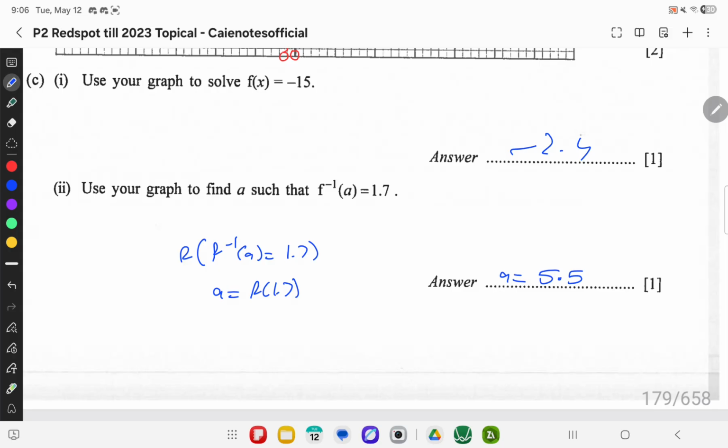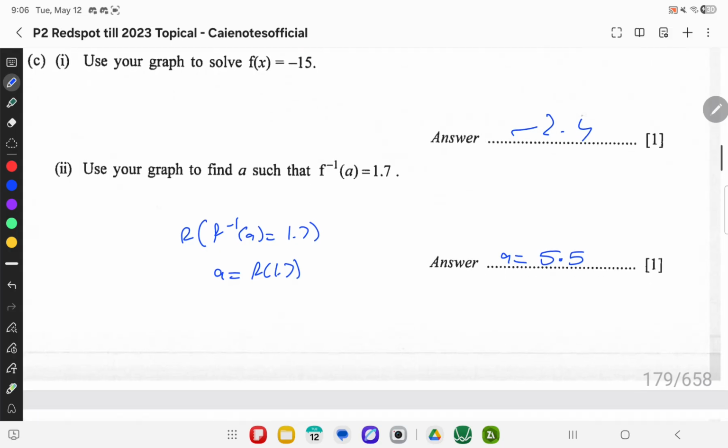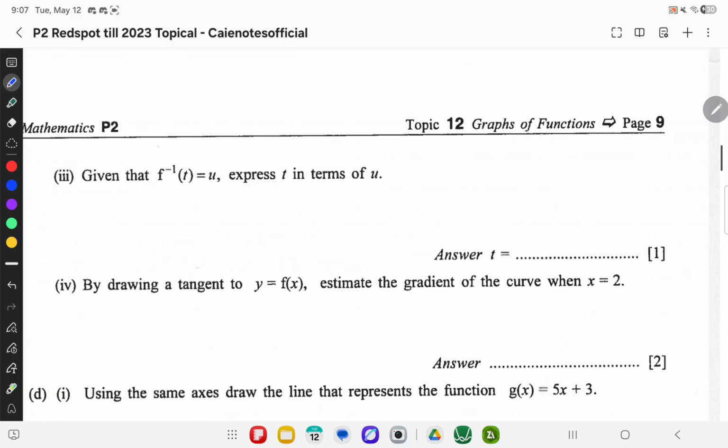Remember this method. If it tells you to find a value of x or a, the input, such that when taking the inverse function of that value you get a result, you are lazy. You do not want to do that. So what do you do? You do this composite function thing and solve for a instead. You solve for what input satisfies this equality.